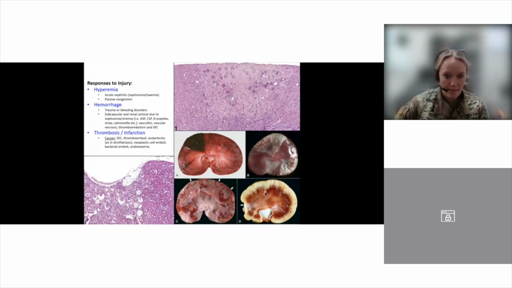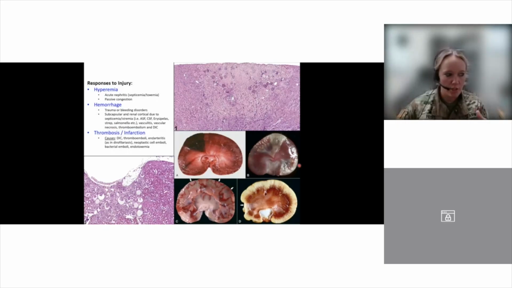The branch after that is the interlobular arteries. So these ones are more up here just in the cortex. So looking at some of these with the arrows, these ones here are only affecting the cortex. So those were probably thrombosis of interlobular arteries.